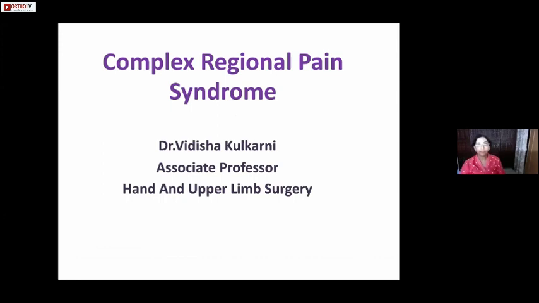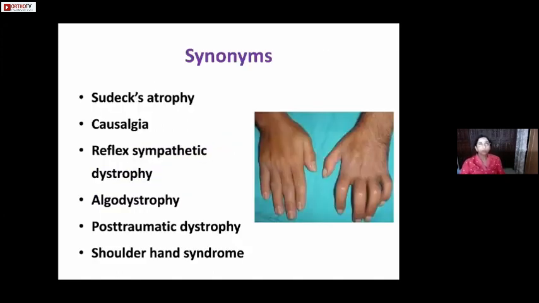Unfortunately, this is the less understood and at times overdiagnosed condition, especially in the Western world. So if we go through the literature, there are so many papers and so many synonyms for this single condition, almost 34 synonyms. Commonly we know it as Sudeck's atrophy, reflex sympathetic dystrophy, and shoulder hand syndrome, which is very commonly seen after distal radius fracture, especially the conservative treatment.